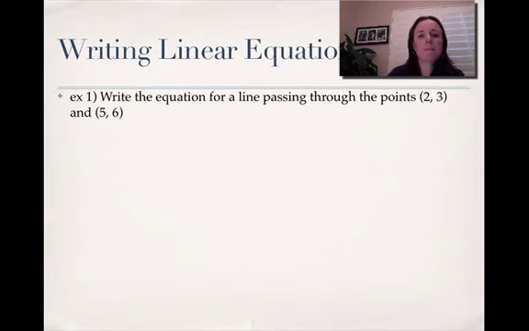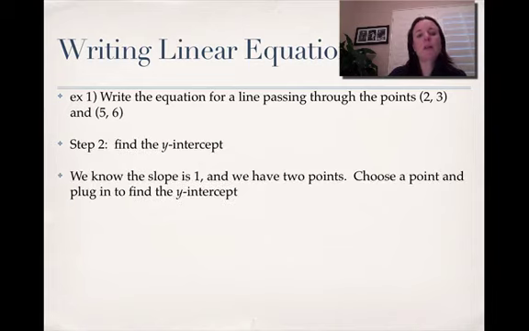So my next step, same problem, points (2, 3) and (5, 6). We need to find our y-intercept. So we know the slope is 1. We have our 2 points. We're going to choose a point and plug it in to find the y-intercept. I'm going to go ahead and choose this point, (2, 3). So remember that's an x value and a y value.